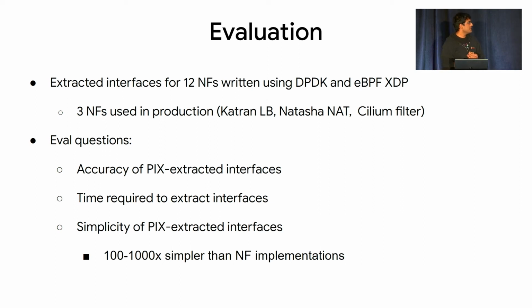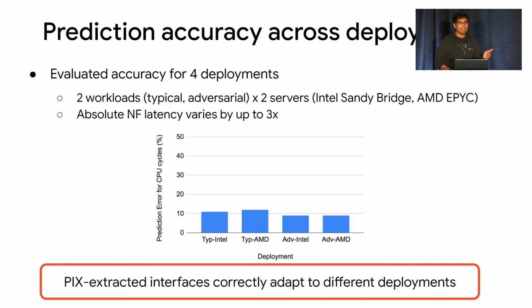We evaluated the extracted interfaces on 3 criteria. 1, how accurate they were. Second, how long it took to extract them. And finally, how simple they were compared against the underlying implementation. Now, in the interest of time, I won't be able to go into detail on the simplicity results. But I can tell you that the interfaces are typically 2 to 3 orders of magnitude simpler than the underlying implementations. So let's take a look at accuracy first.